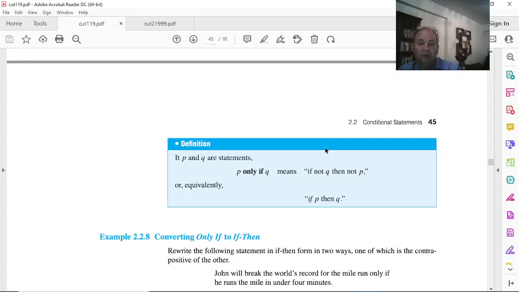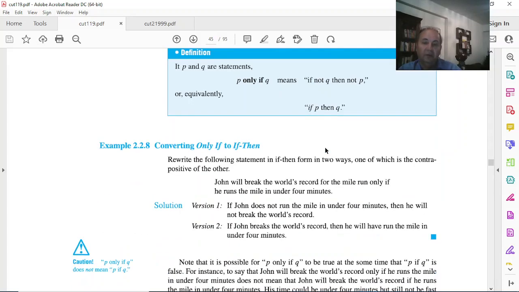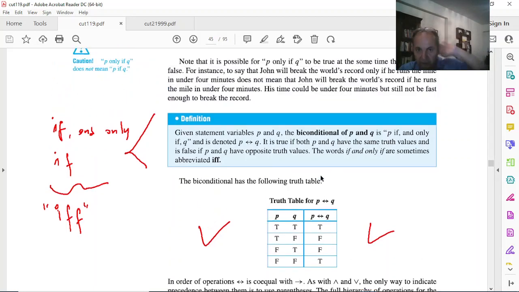Biconditional is if and only if, and we will see that. This is the truth table. Biconditional means when the two inputs are different, it is false; when the same, it is true. This is if and only if. And it's used a lot in all proof mechanisms.